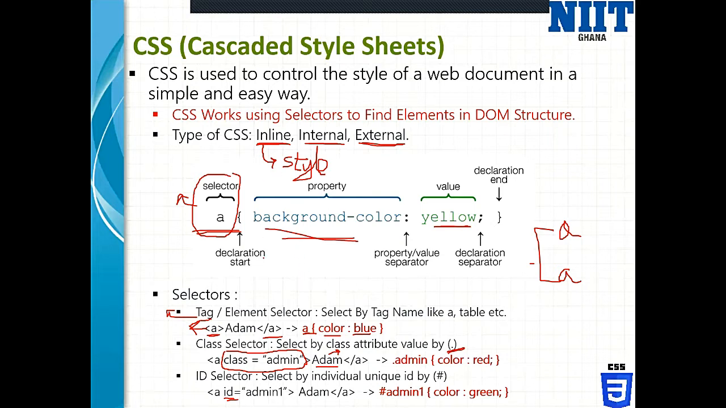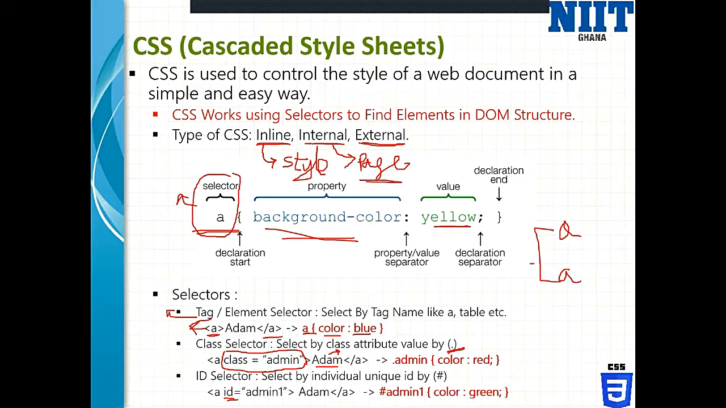The benefit is that it will have the highest priority and it will be implemented on this element. The second one is the internal CSS. It's based on the page. So you get a script tag. Inside this script tag, you can put all your CSS content, and this CSS content will be available for the entire page. But the problem with this is that you need to mention this for each and every page.